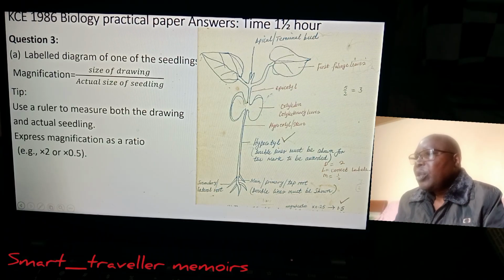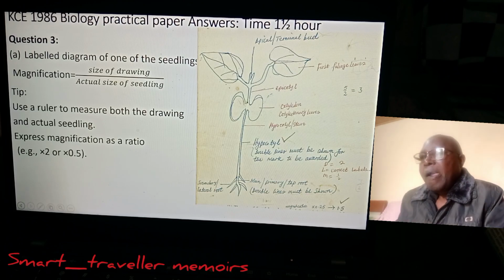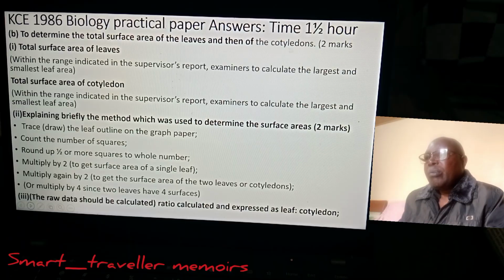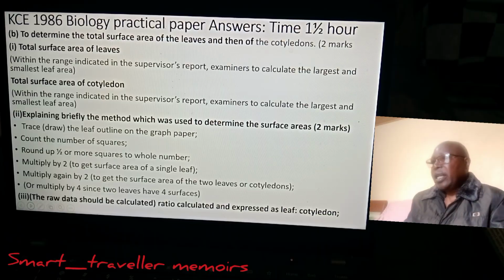Magnification lies between 0.25 and 1.5 times. And here, magnification, you are guided that it is size of the drawing over actual size of the seedling. And you use a ruler to measure both the drawing and the actual seedling, and you express them as a ratio. All right.